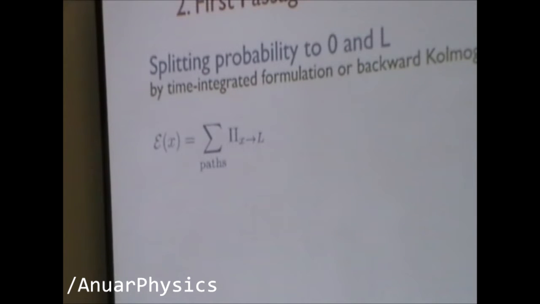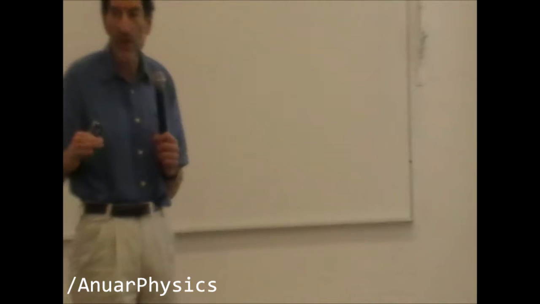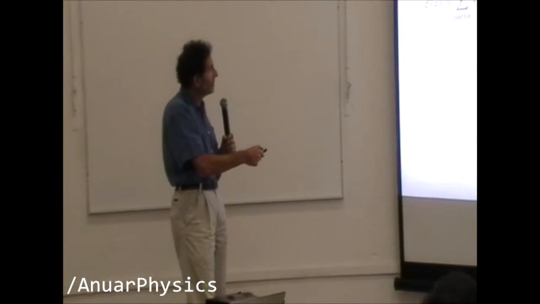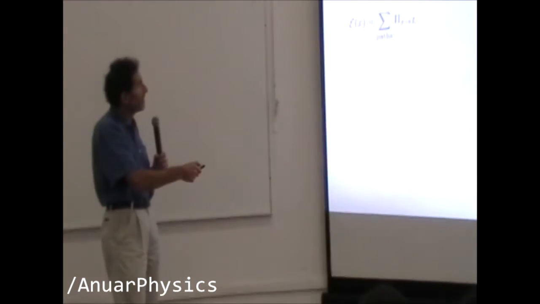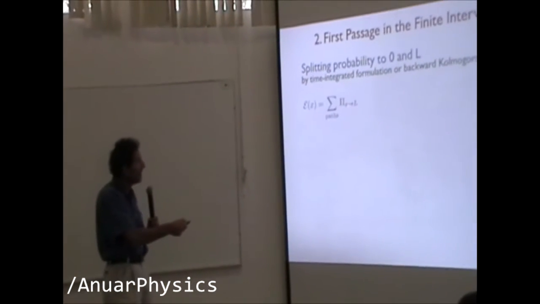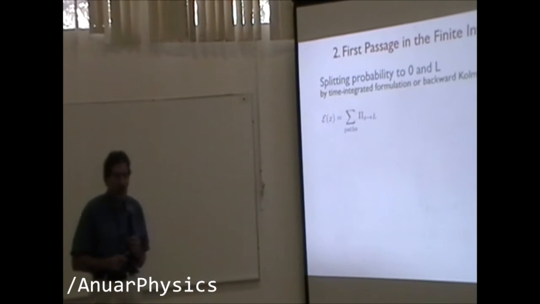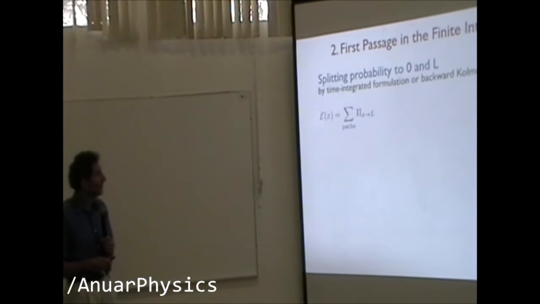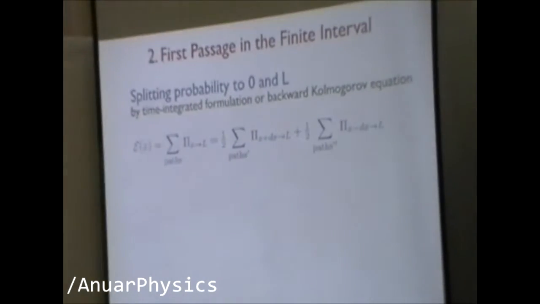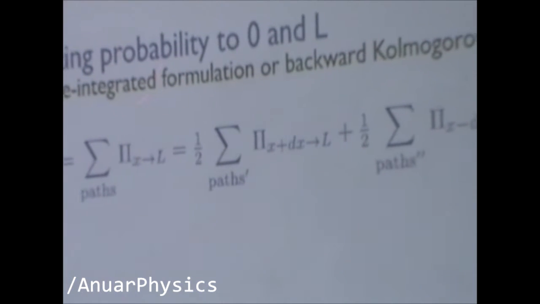And so what is this? This is nothing more than the sum of all possible trajectories that end at the right side without ever touching the left side. So that's what this statement is. It's a sum over all trajectories, over all paths, of the probability of a path that takes me from x to L without ever touching 0.